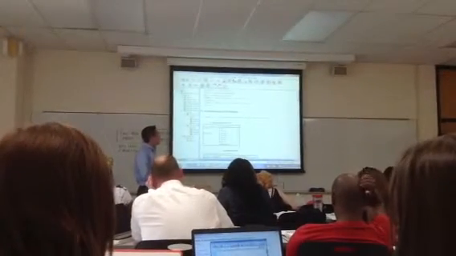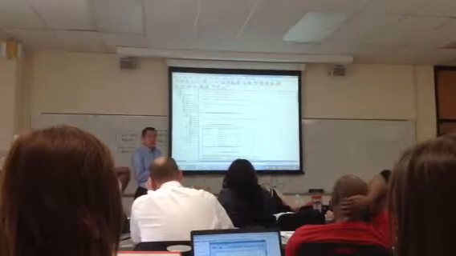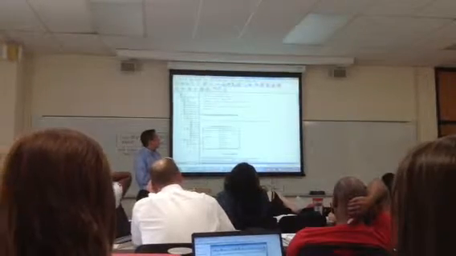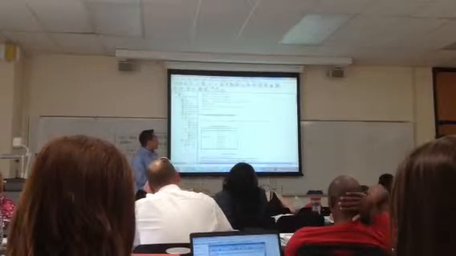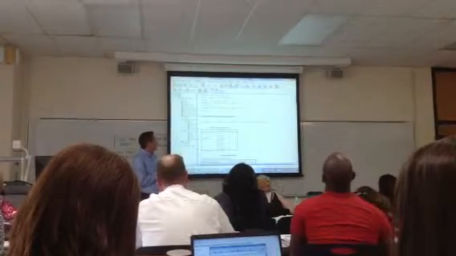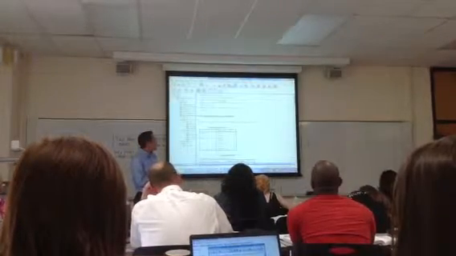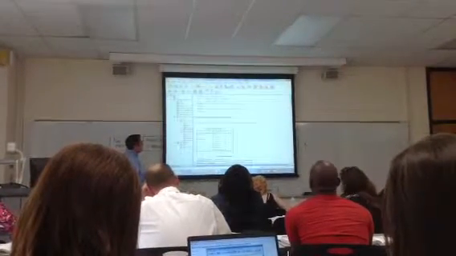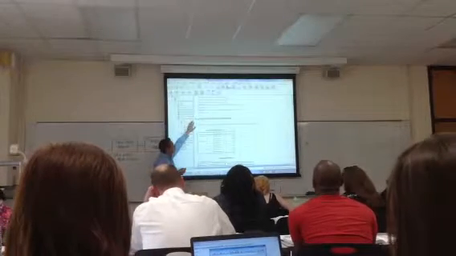Up here, this is the syntax for running the tests of simple effects. The dependent variable is score. The independent variables or factors are sex and major. We're asking for these options: the descriptive statistics, Levene's test, the plot of cell means, and here are the two estimated marginal means, EM means.